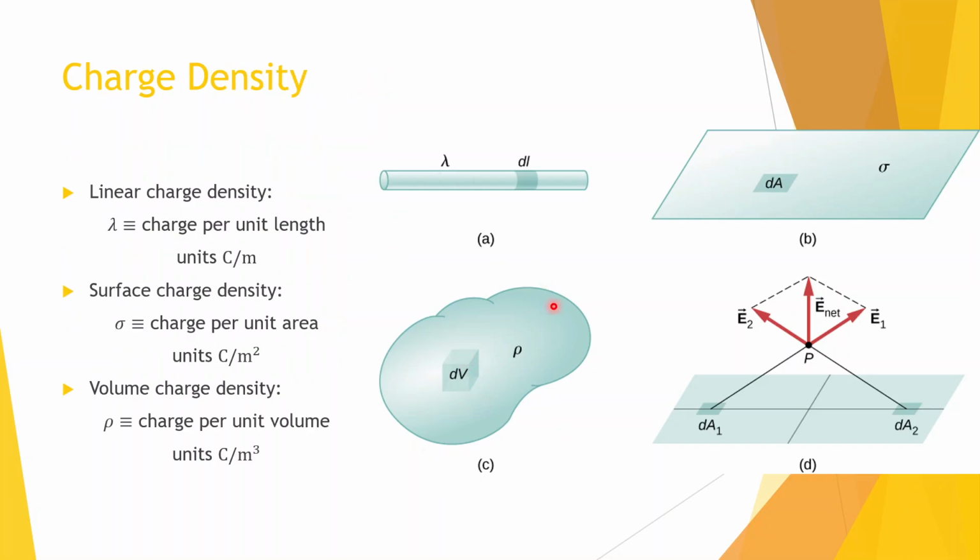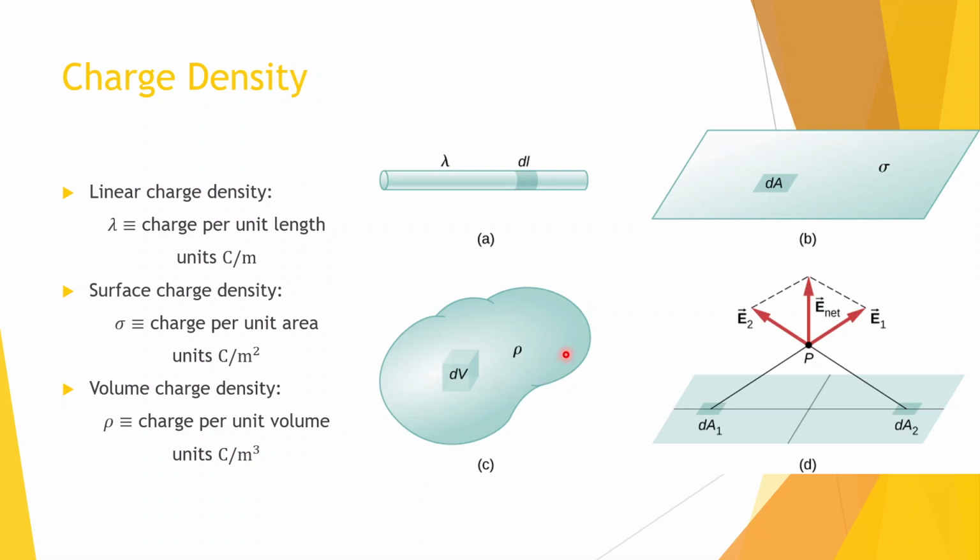Okay. So again, we have linear charge density, which is going to be represented with the Greek letter lambda. This is charge per unit length, so it will have units of coulombs per meter. Again, charge per unit length. Then we have surface charge density, and that is represented with sigma. Sigma is going to be the charge per unit area, so our units will be coulombs per meter squared.